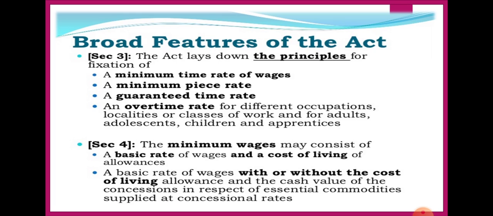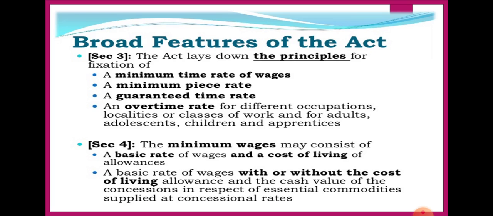Next, the act lays down the principle of fixation of wages on different bases, like a minimum time rate of wages, that is, for how many days wages will be provided to you. A minimum piece rate, which means different types of rates are decided. A guaranteed time rate, that in industries or companies, after completing 1 month the owner will give the salary. Dates are fixed, on which day they are going to pay the salaries. Then piece rate, that is, for how many hours of work how much money they are going to pay. Like that, overtime rates are also fixed.